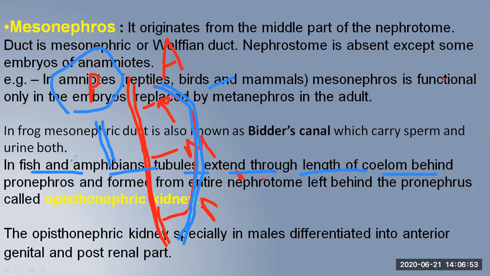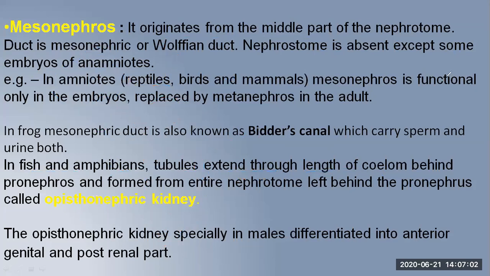And it is left behind the pronephros, meaning near the pronephros region. So this is called the opisthonephric kidney. Opisthonephric kidney, simply, is a type of structure, the nephrotome, at the posterior side behind the pronephros. It is saying that in fish and amphibians, tubules extend through the length of the coelom behind the pronephros and form an entire nephrotome. And this is called the opisthonephric kidney.